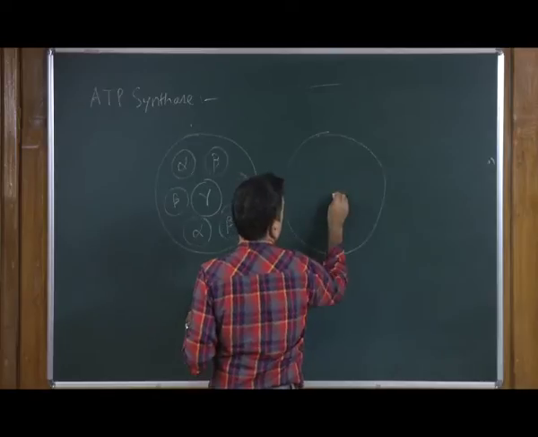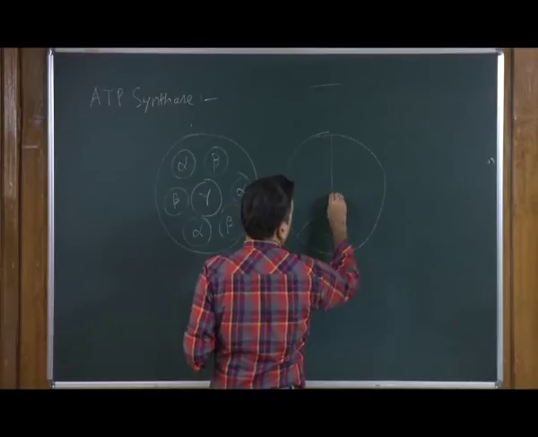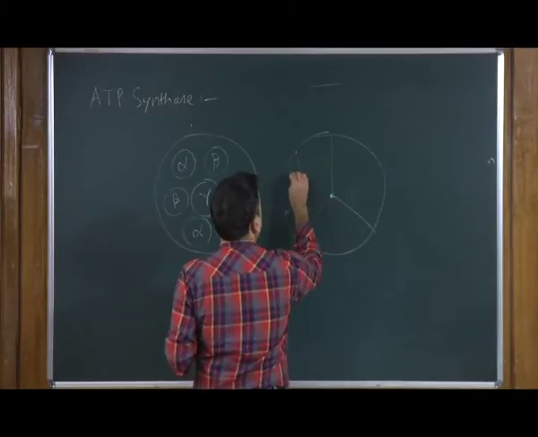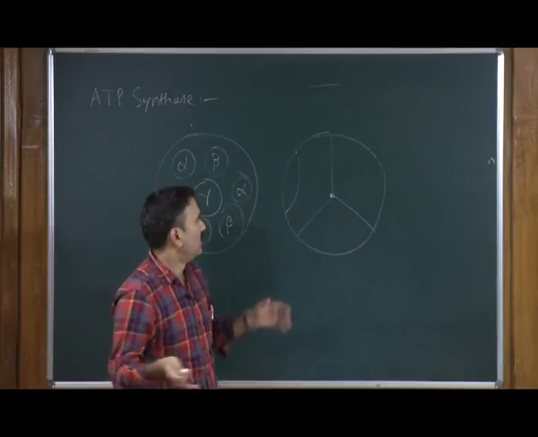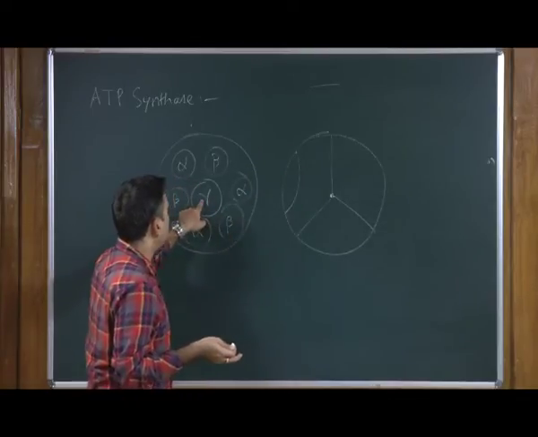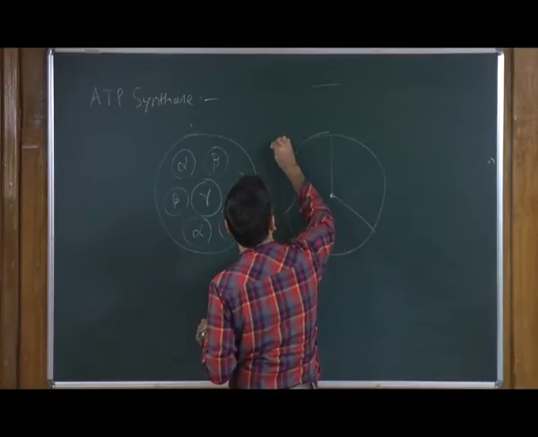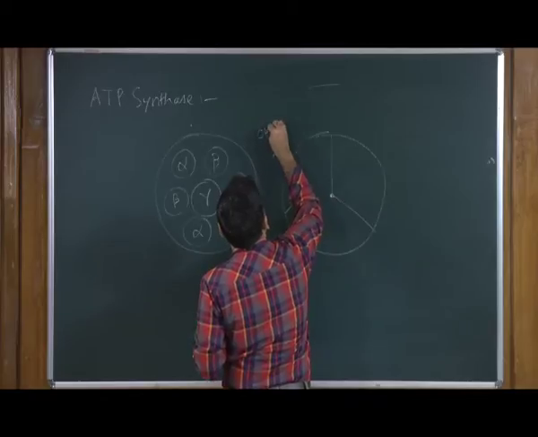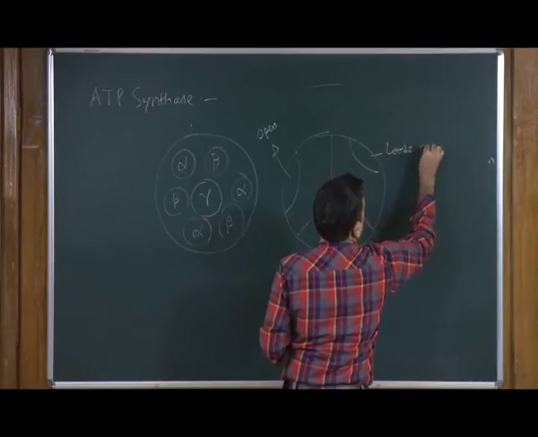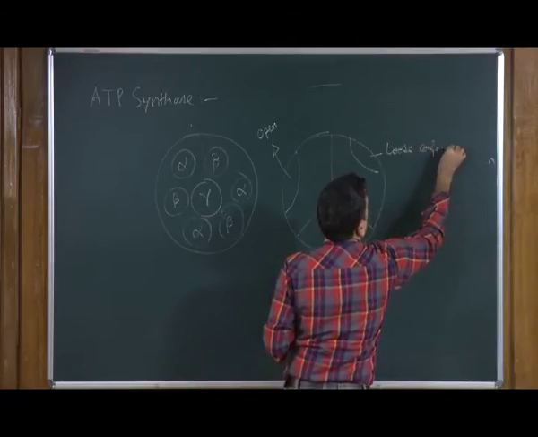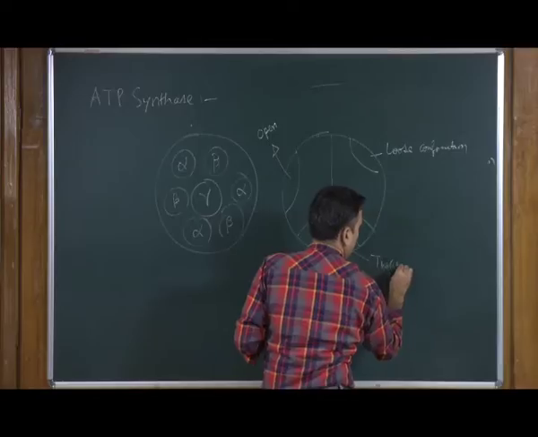And if I show you the beta subunit, the beta subunit has 3 catalytic sites, or its catalytic site can be modulated in 3 different ways. It can be modulated by the conformational changes induced by the gamma chain. So, it has three different types of conformational changes. One is called open conformation, the other one is called loose conformation, and this one is called tight conformation.